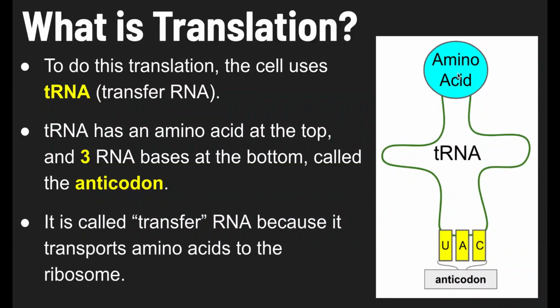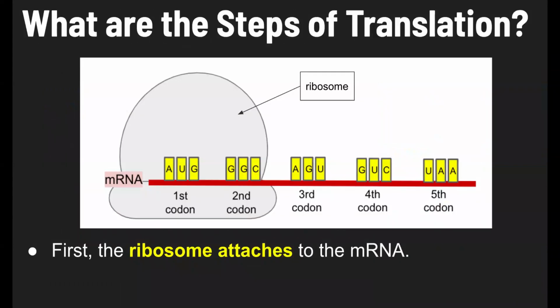And you'll see why it's named that in a moment. Now, why is this called tRNA or transfer RNA? It's called transfer RNA because it transfers or transports amino acids to the ribosome. The tRNA is kind of like a little delivery truck in the cell, and it's going to pick up amino acids and bring them to the ribosome, just like a delivery truck would pick up some things and deliver them. Okay, so that's tRNA, and the cell has to have tRNA in order to do translation.